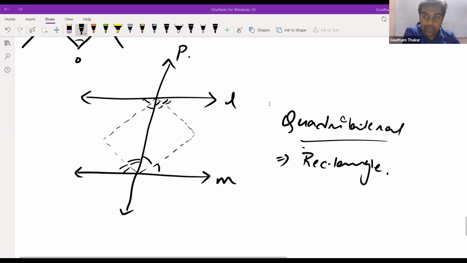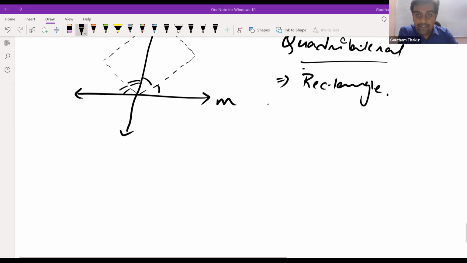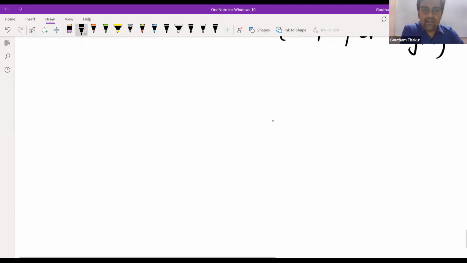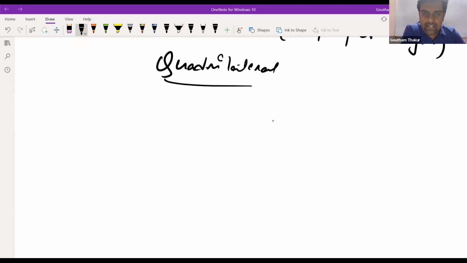What are the basic properties of a rectangle we need to know? First and foremost, angle should be 90. And yes, a rectangle should have all the properties of a parallelogram. Let's see what a quadrilateral family consists of.